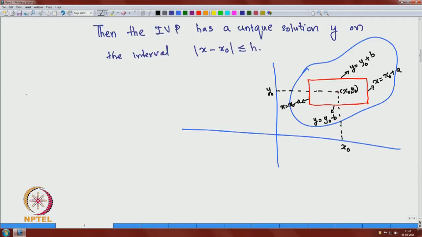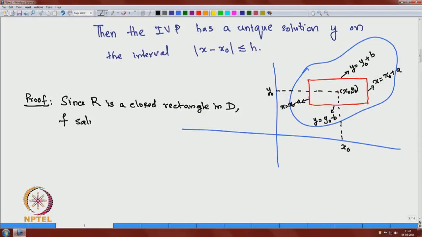So we now prove the theorem. Proof. The proof has more technical details. Since R is a closed rectangle inside the domain D, f satisfies all the properties mentioned inside D, inside R.